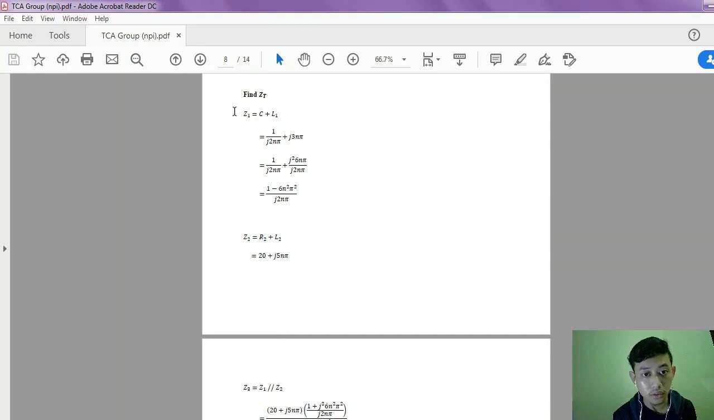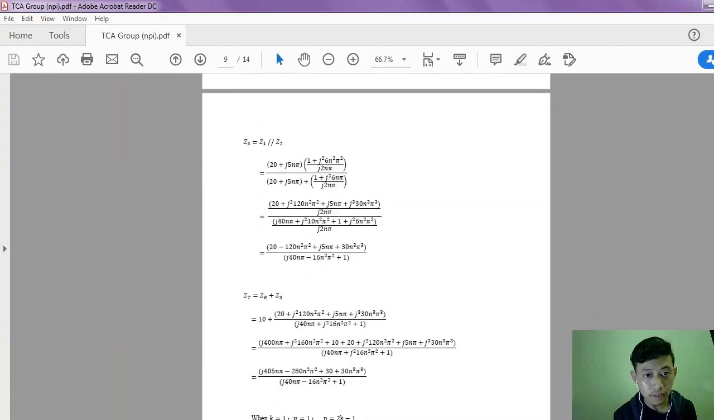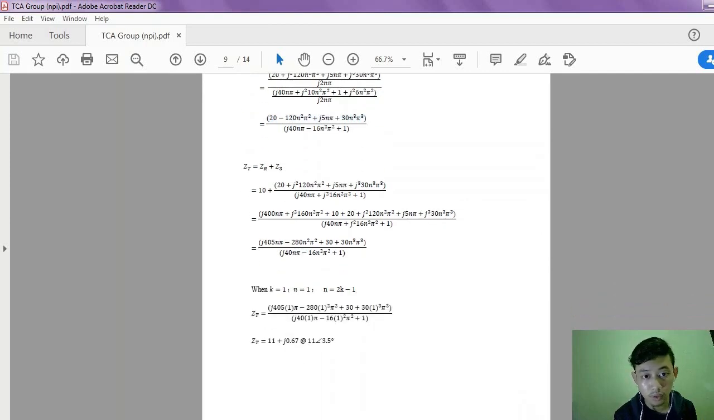We do the summation for branch 1. You can see this is the basic formula. Then we do the summation for Z2, which is the total of resistor 2 plus inductor 2. After that we find Z3 by paralleling Z1 and Z2, and we reach the answer at this step. After that we continue to find our Z total, our total impedance.